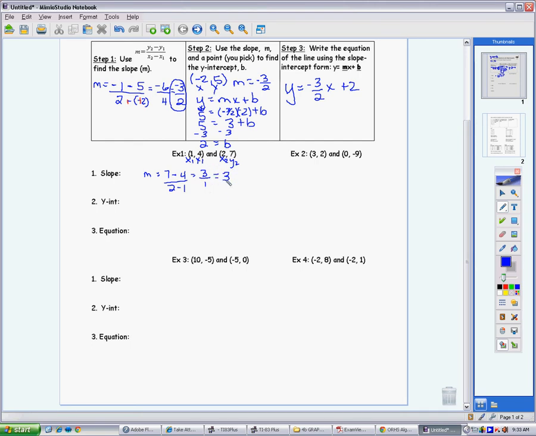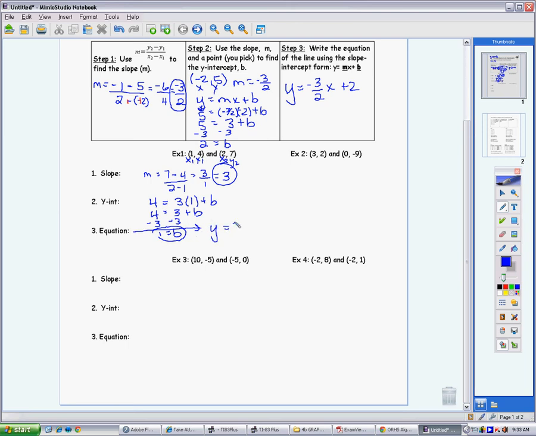Okay, now I'm going to use that 3 with one of these points, and I think I'm just going to use 1, 4. So y is 4 equals m, which is 3, times 1 is x, plus b. Again, I'm plugging in this point for the x and y values, and I'm plugging in 3 for the m value, and I'm going to solve for b. 3 times 1 is 3, so I get 4 equals 3 plus b, and then I'm going to subtract 3 from both sides, and I get 1 is equal to b. Okay, now I have my slope, now I have my y-intercept, and I can do number 3 and write the equation.